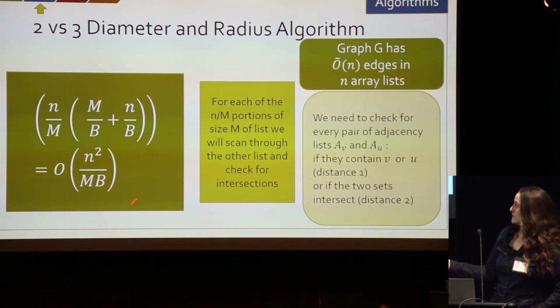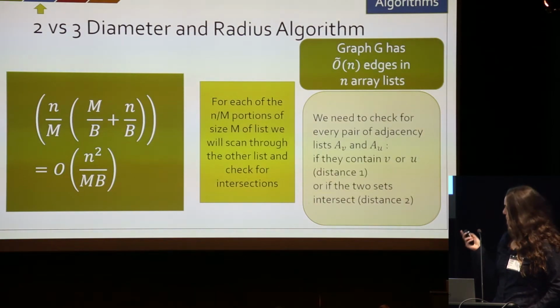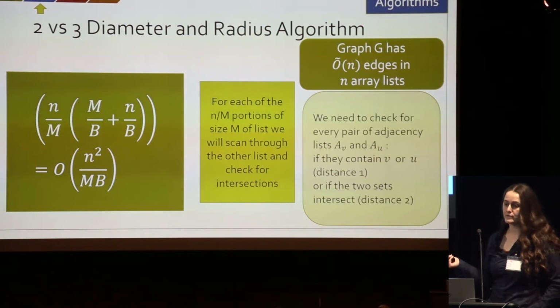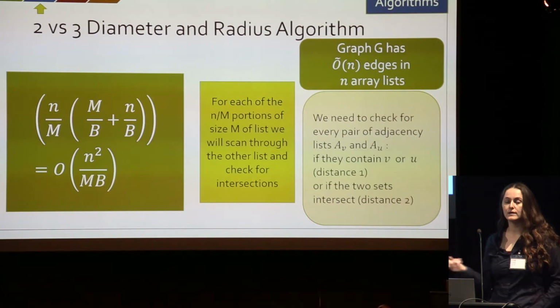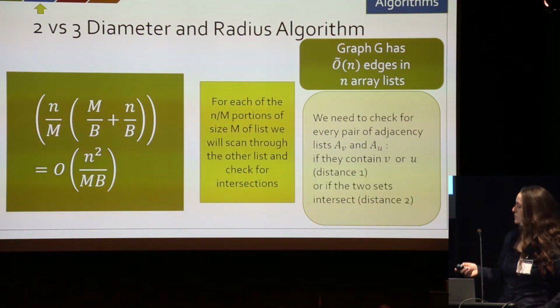So this scan takes n squared divided by mb time, the time we were hoping for. And conveniently, determining the number of nodes at distance 0, 1, and 2 from each of the nodes answers both the radius and diameter question. It's in fact more general, and we will use this a little bit later.